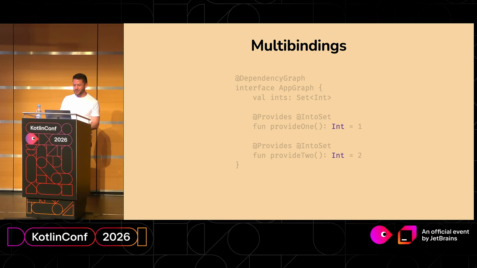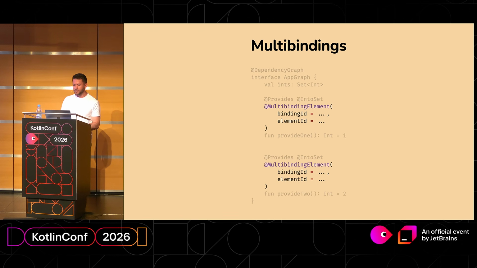And it goes through and secretly generates custom multi-binding element qualifier annotations on these. So the binding ID property is just the ID of the multi-binding itself, in this case, like the set of int. If it has a qualifier, it'll bake that into this binding ID as well. And then the element ID is just a unique deterministic ID from each contribution. And so as far as later graph validation is concerned, these are all just independent types, and it doesn't have to worry about them showing up as duplicate bindings.